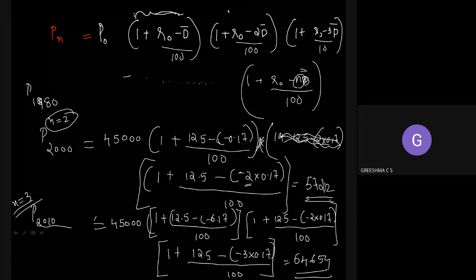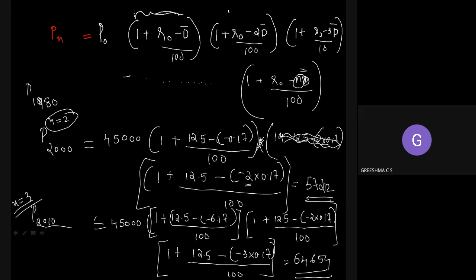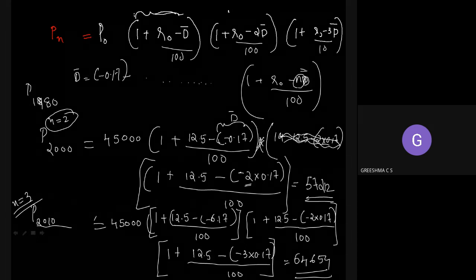Okay, so here there is a chance of making a mistake depending upon the d dash. Here we have got the d dash value as negative 0.17. That is why we have substituted it as minus 0.17. Sometimes the d dash will be a positive value, so that time correspondingly you have to substitute in the equation.